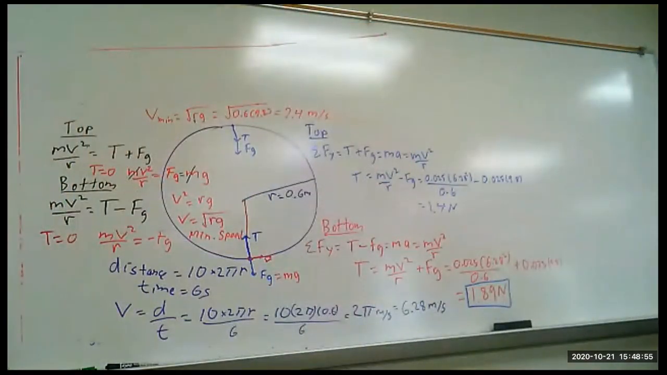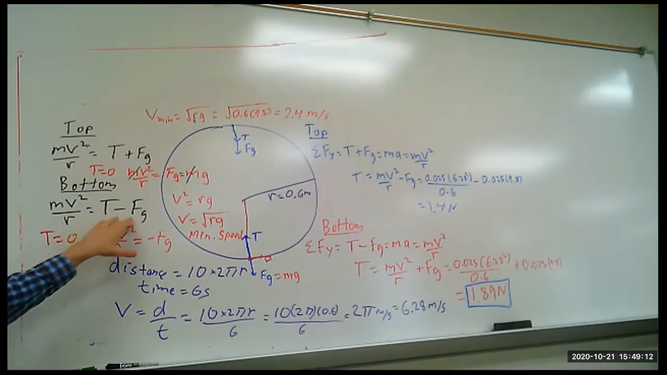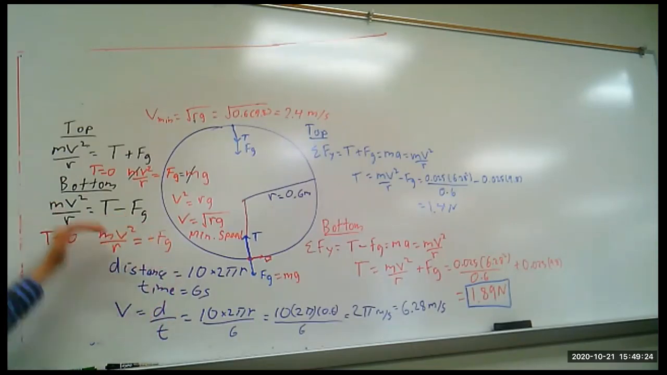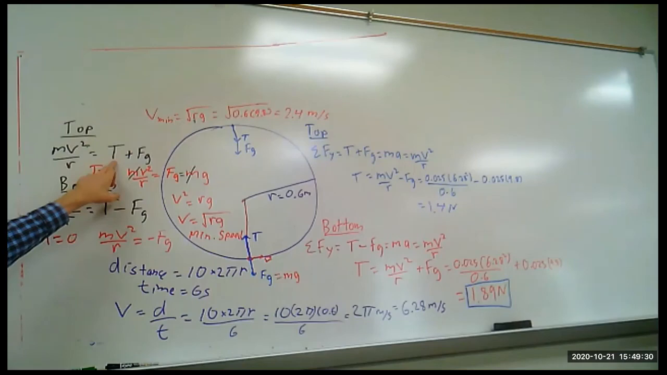Well, to make speed small, you have to make the tension small. So this lowest speed is going to have the lowest tension, and the lowest possible tension is 0. But we can't actually have a tension of 0 at the bottom because we must have T greater than Fg at the bottom. It can't be 0. We have to have a net force going upwards at the bottom. But we can let T be 0 at the top. So you let this T equal 0, we have mv squared over r equals Fg, and then we solve it like that.